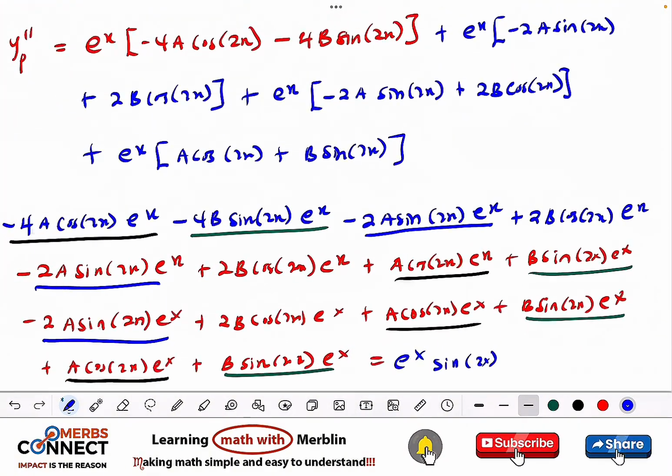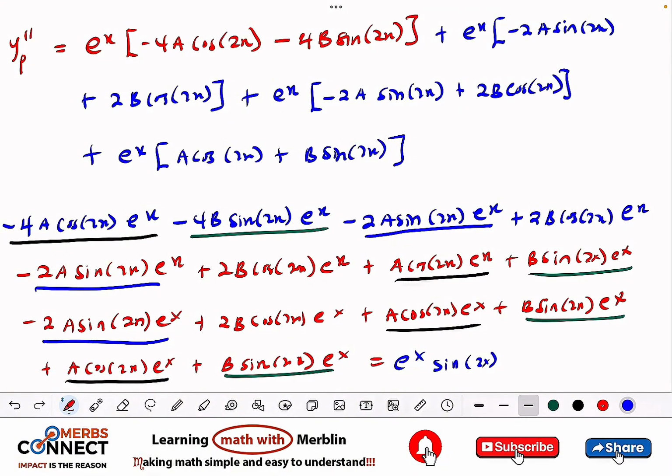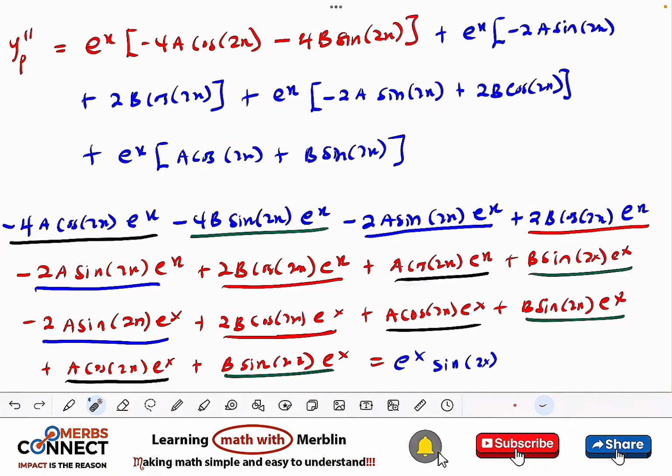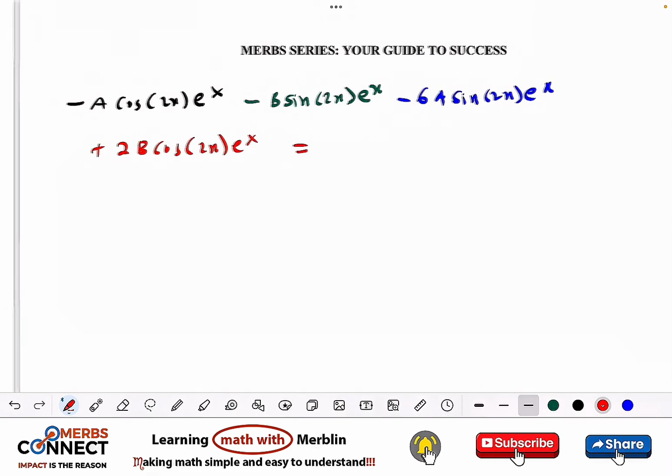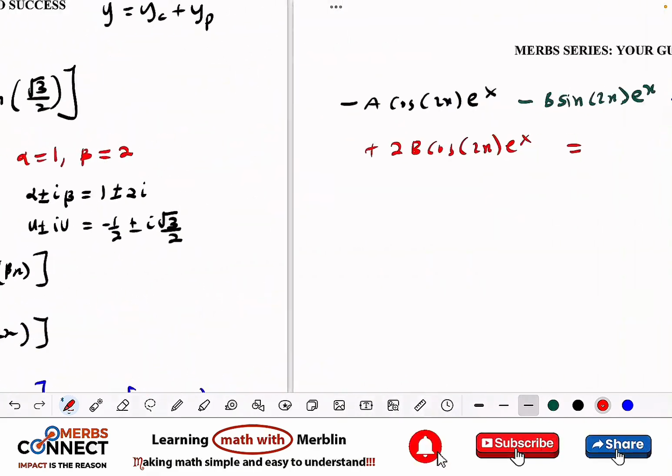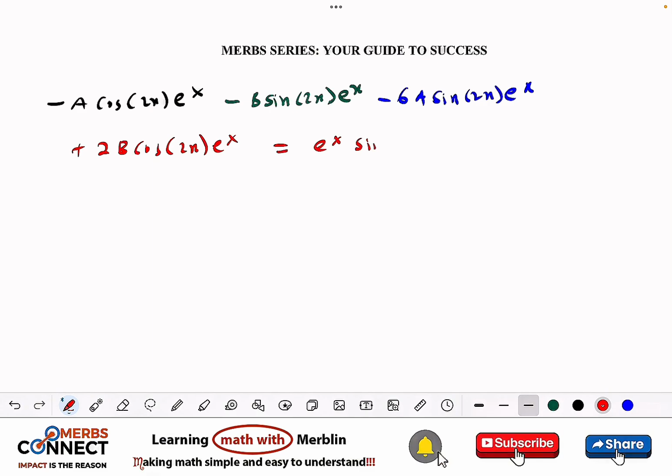Now let's go for the one with 2b cos. So I have cos also here, and then I have another cos here. So I think that's the last term. So the one with the red, this is positive, positive, positive. So we are going to have plus 2b cos 2x e to the power x, which is equal to e to the power x sine 2x. Good.